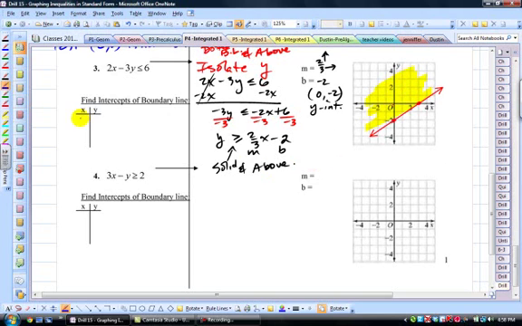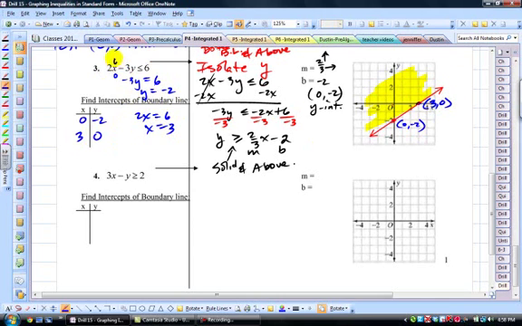Now, if you don't want to do that, no big deal. Put a 0 in for x right here. You get negative 3y is less than or equal to 6. Actually, make that equal to here because it's a boundary line condition. So equals 6. That means y equals negative 2. That's right here, 0, negative 2. And if I put a 0 in for y, I get 2x equals 6, so x equals 3. There's my x-intercept right here at 3, 0.